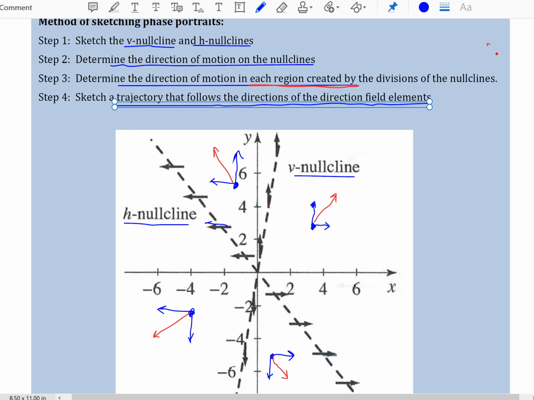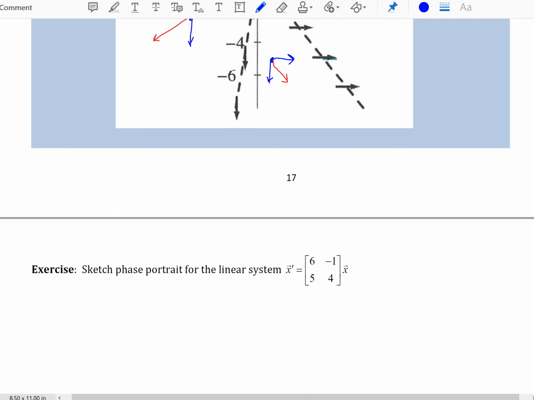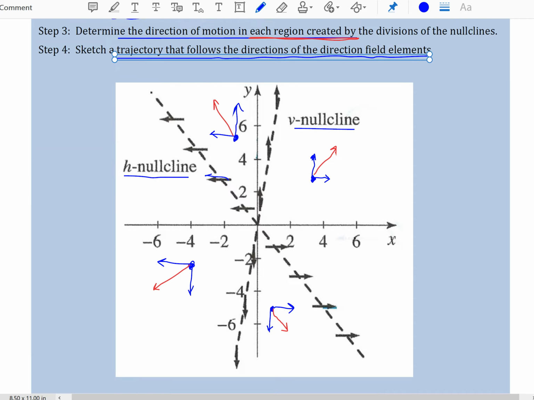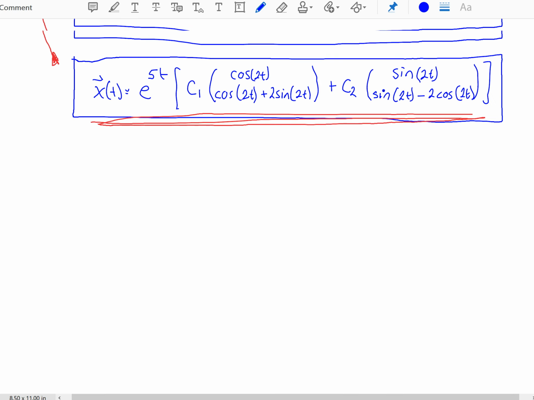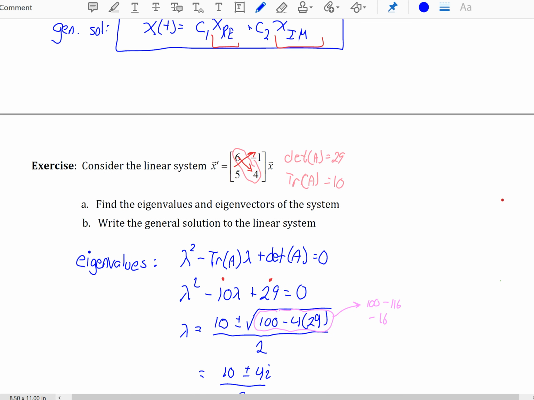So let's look at our example. Let's sketch the phase portrait for this system. And notice this is the same system as our last example. Let me scroll back so you can see that. Here we started with the system x prime is this matrix times x. And notice the components are the same components: 6, -1, 5, 4. But now we want to sketch the phase portrait for this system.